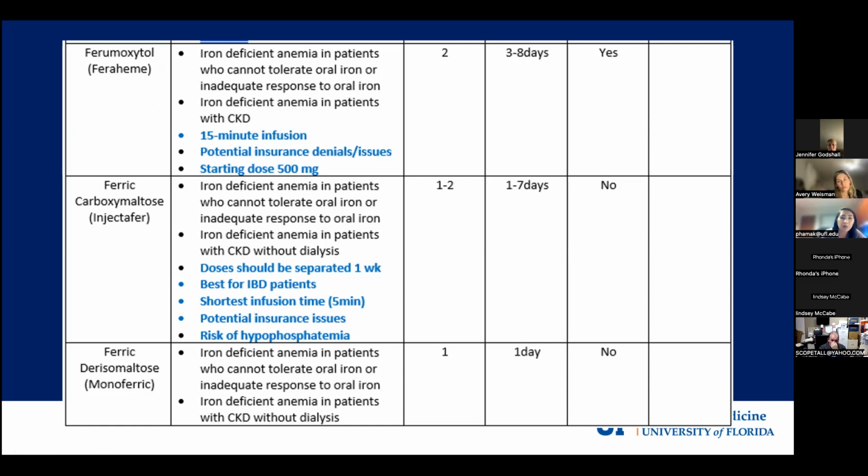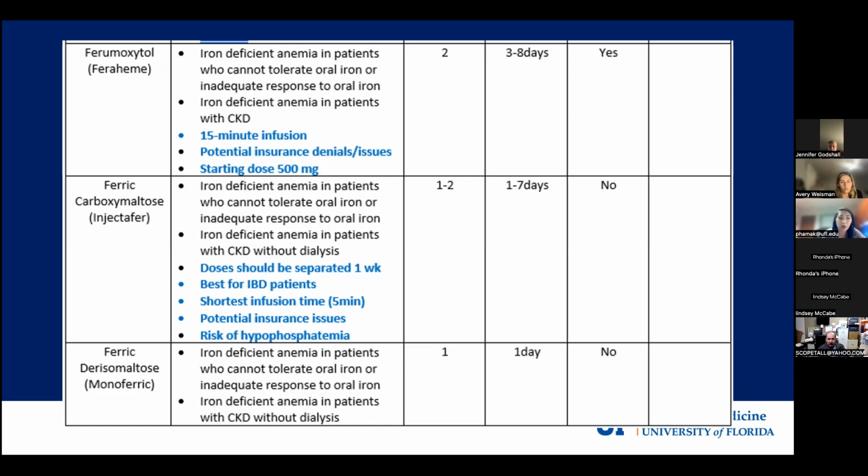But for whatever reason, probably due to the fact that it's a newer formulation of iron, most insurance companies will tend to require an appeal in order to get the Feraheme, and there are a lot of denial issues. The next iron infusion is Injectafer. It also is a very short infusion time, 5 minutes. And for that reason, probably it has potential insurance issues. The doses should be separated by at least 1 week. But for the most part, you only need 1 to 2 infusions to get an ideal amount of iron infused.